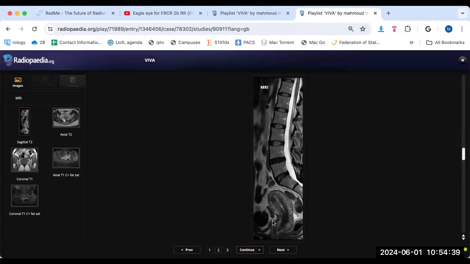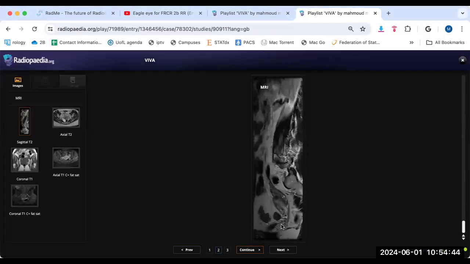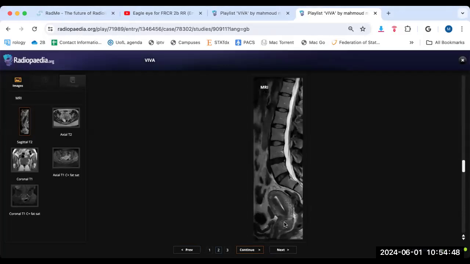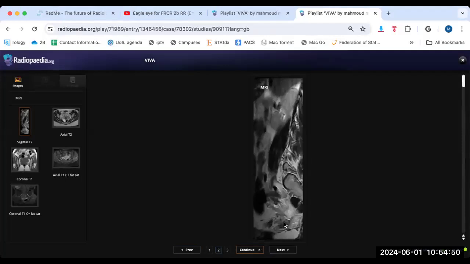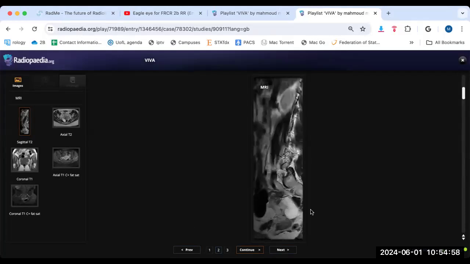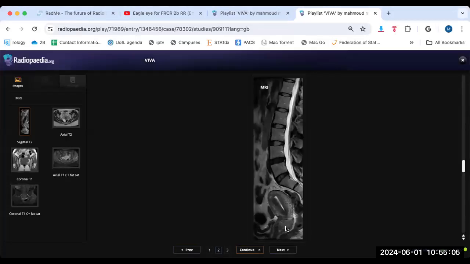Can you bring the images to the lesion again? Okay. Here, this one. So what do you feel it could be? Maybe it's an ovarian cyst. Anything else in your mind?